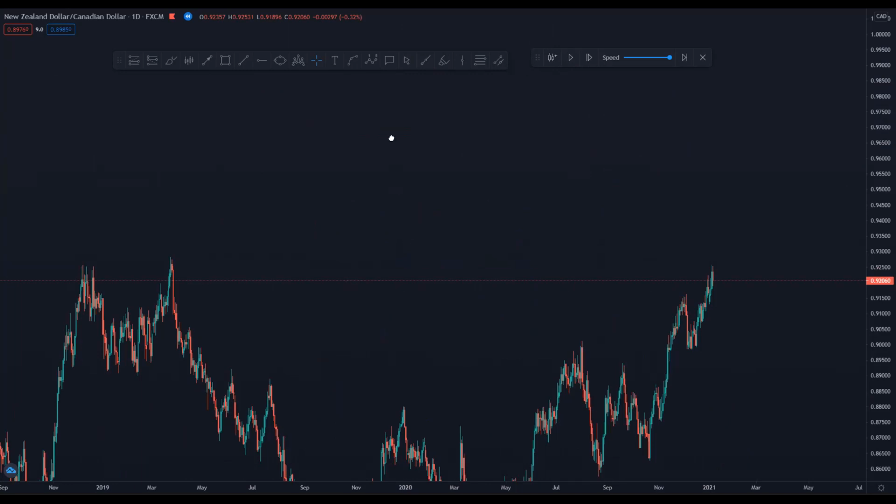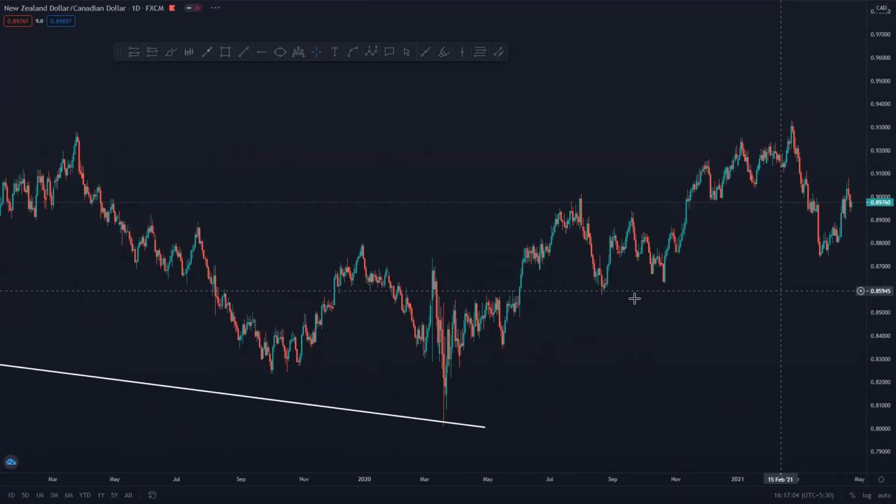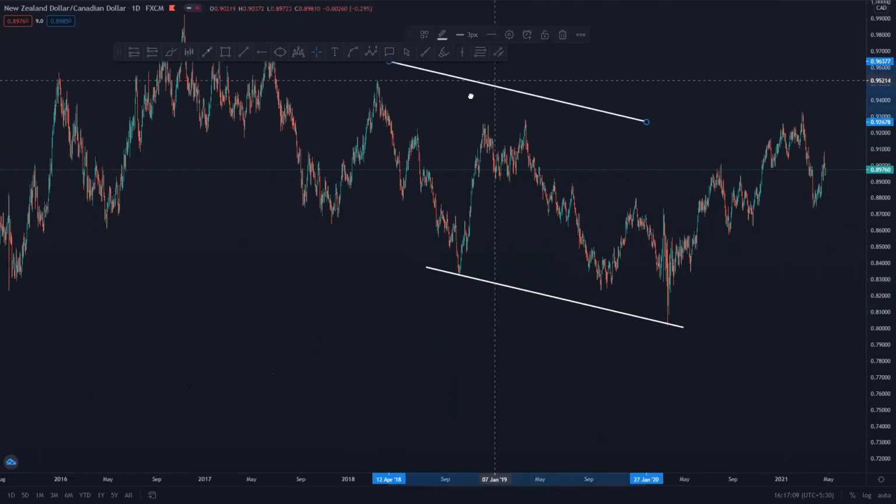So price is what? Price came into a new price action structure. Let me just delete it or move forward. So you can see from the downward channel structure, price came into the new price action structure.